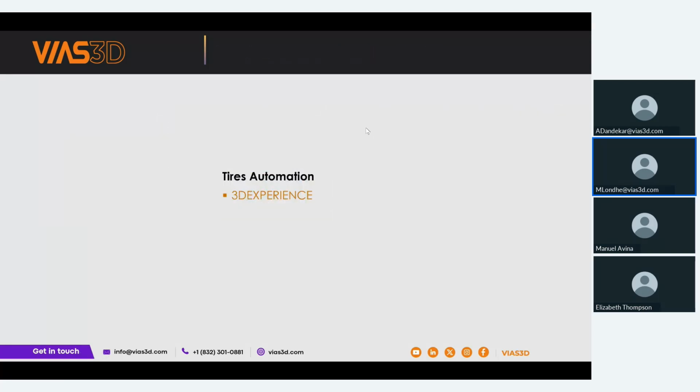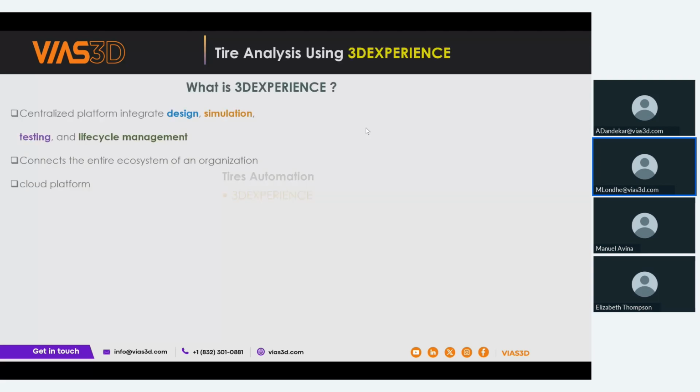Now our third section of today's presentation is how we can automate the entire tire simulation using the 3D Experience platform. So what is basically the 3D Experience? It is a platform which integrates design, simulation, testing, and life cycle management. It connects the entire ecosystem of your organization, and it is a digital, cloud-based platform.